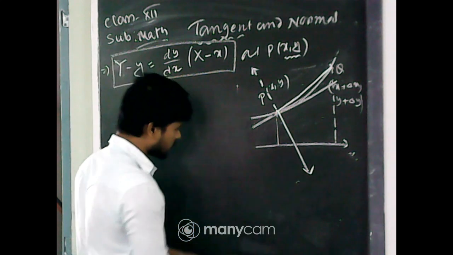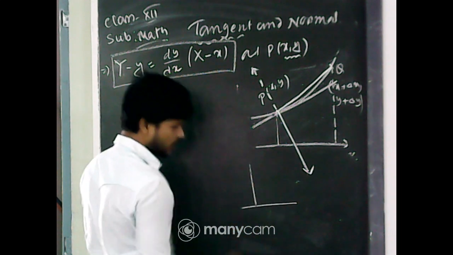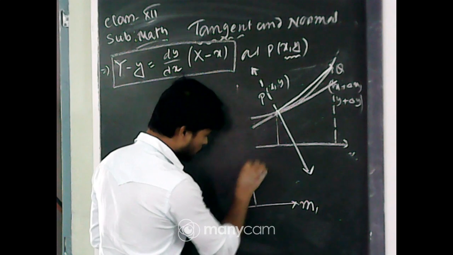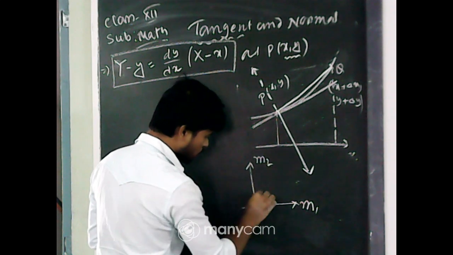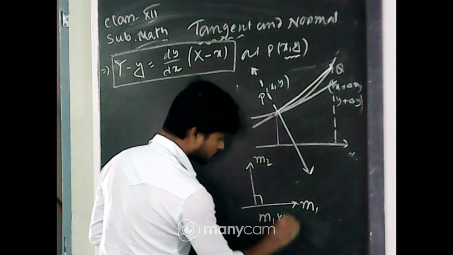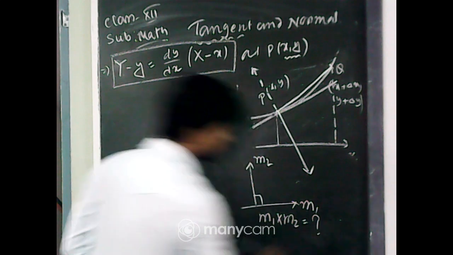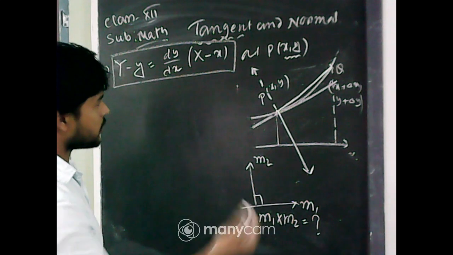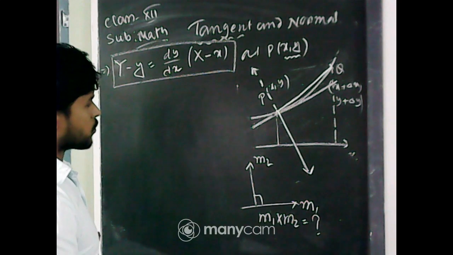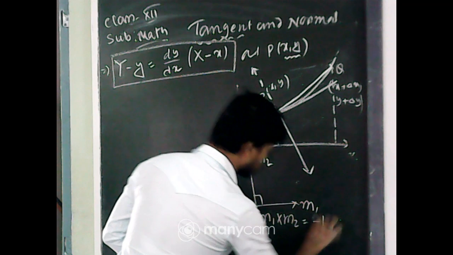Now look, in class 11 we learned that if two lines are perpendicular to each other and the slope of one line is m1 and the slope of the other line is m2, what is the value of the product of their slopes? Tell me. If two lines are perpendicular, the product of their slopes is minus 1. Very good. The product of the slopes is minus 1.